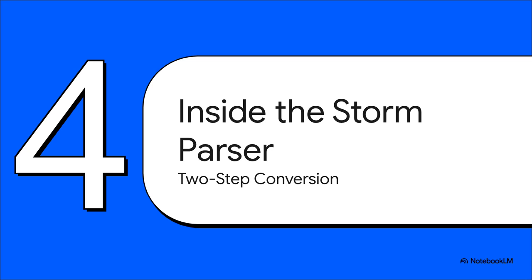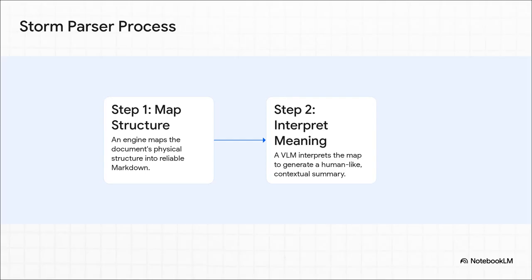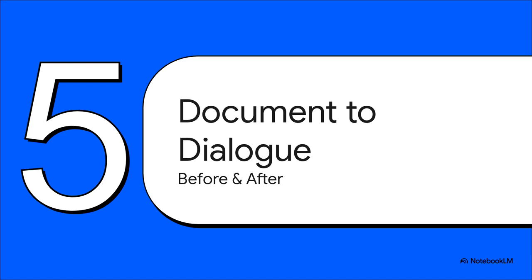And that brings us right to Psionic AI's own technology, the Storm Parser. It's got this really clever two-step process that gets around all the usual problems and aims for both accuracy and real understanding. Okay, now here's the really clever bit. In step one, a specialized engine goes in and just maps out the physical structure. It finds every single text block, every table, every image, and it does it reliably. This builds a solid foundation. Then, and only then, does it hand that clean map over to the vision language model in step two. This lets the VLM do what it's best at: interpreting the context and generating a summary of what it all means.